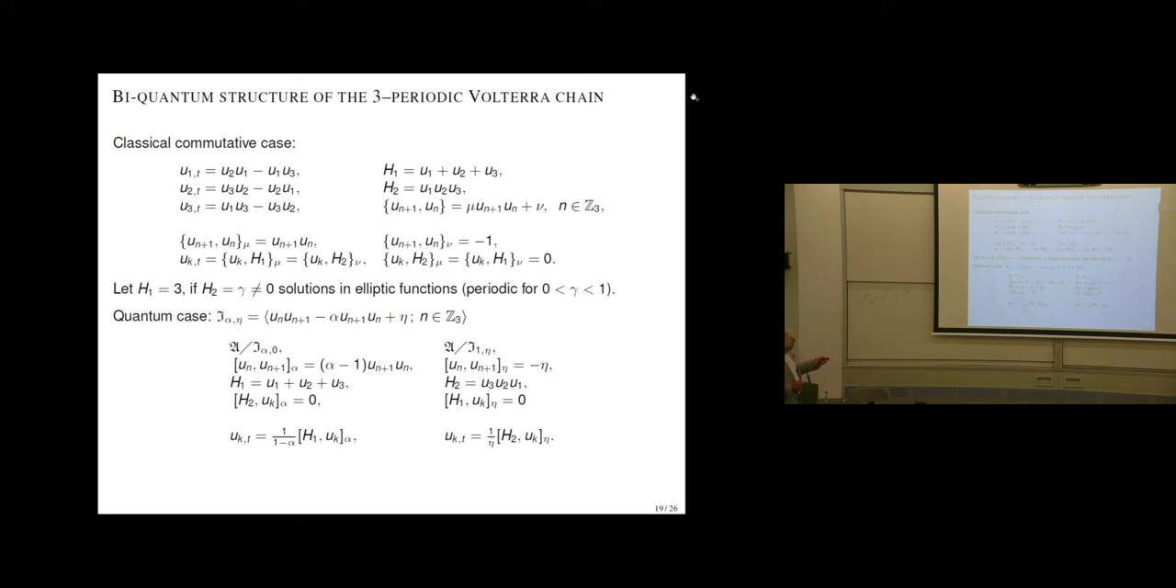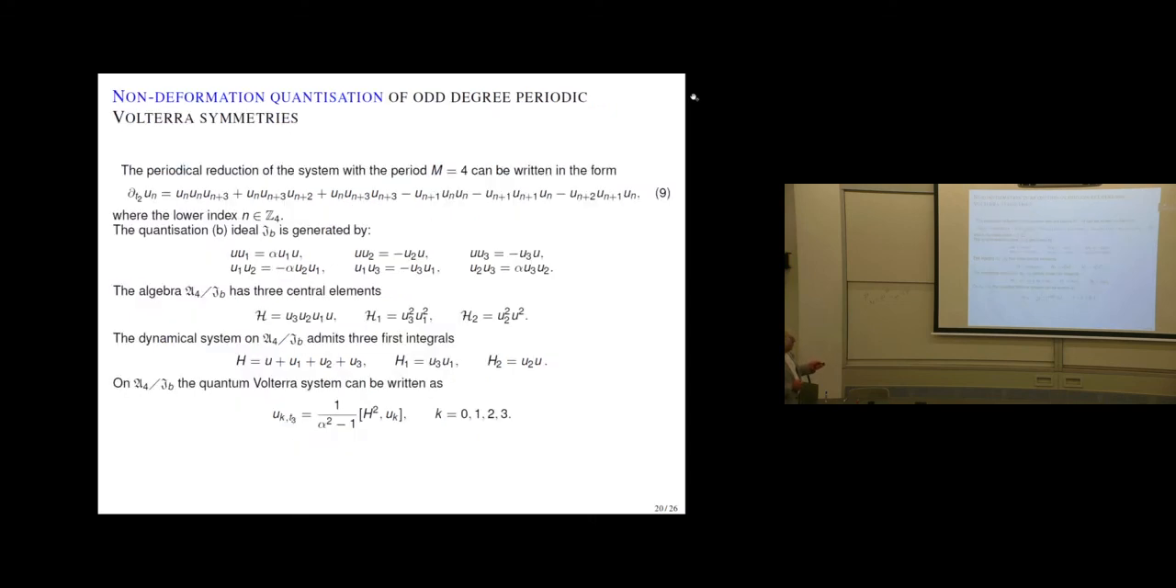We have two first integrals, and that is basically a Poisson pencil. And in the quantum case, you have exactly the same picture. So the Volterra system is the first example of a finite Volterra system with a non-deformation quantization, where all the commutators can be easily seen.